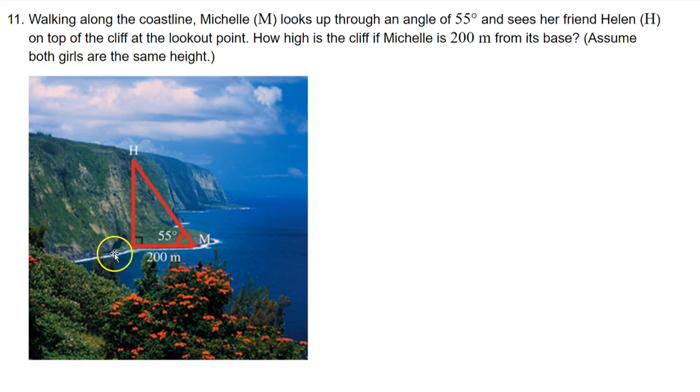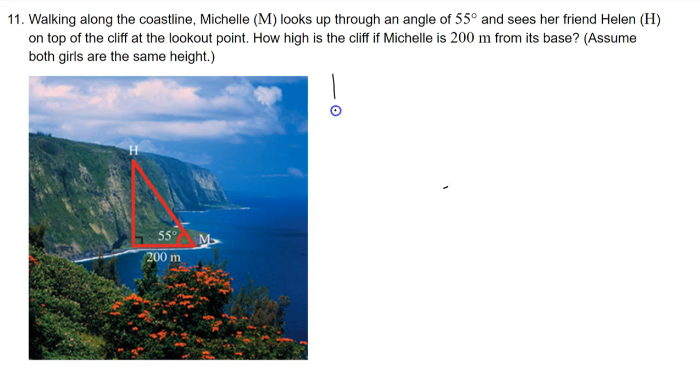Okay, so walking along the coastline, Michelle, who is at M, so down here, looks up at an angle of 55 degrees and sees her friend Helen on the top of the cliff. So M sees H, Helen there. Okay, how high is the cliff if Michelle is 200 meters from its base? Okay, so Michelle is 200 meters from the base of the cliff. We're trying to find out how tall the cliff is.